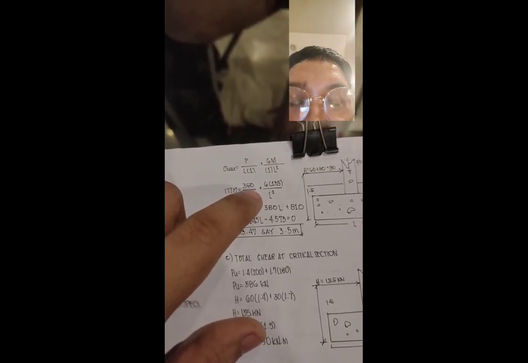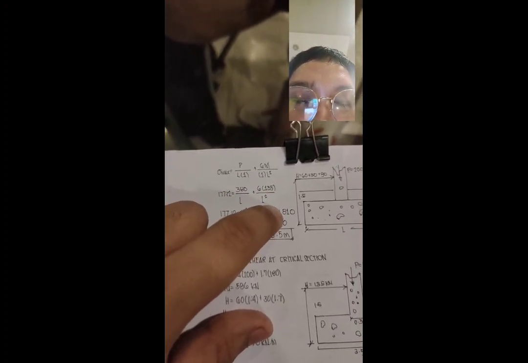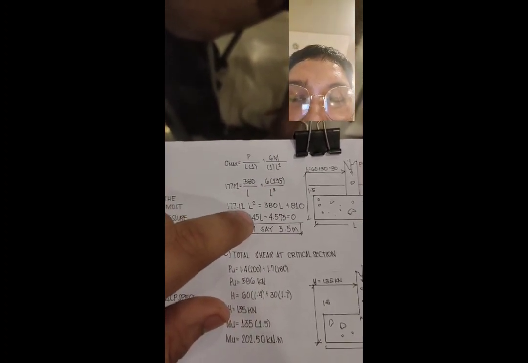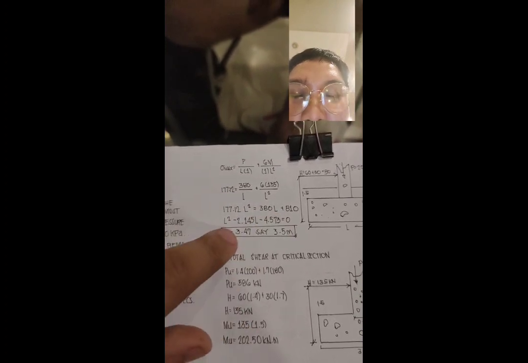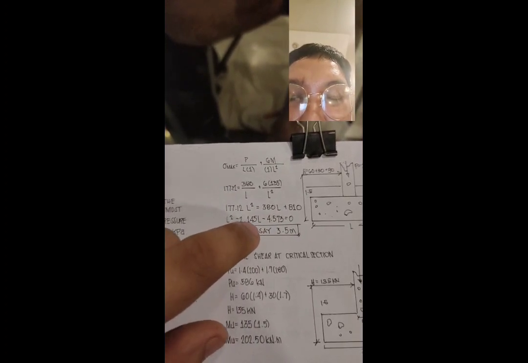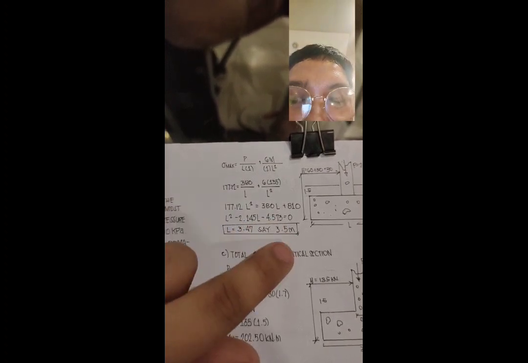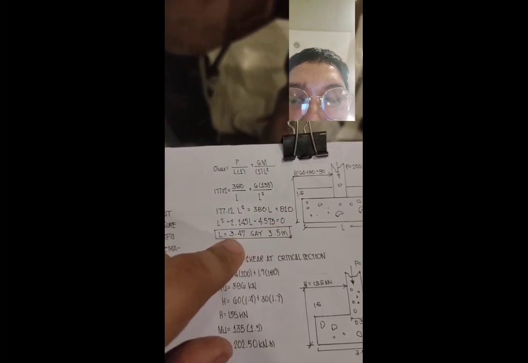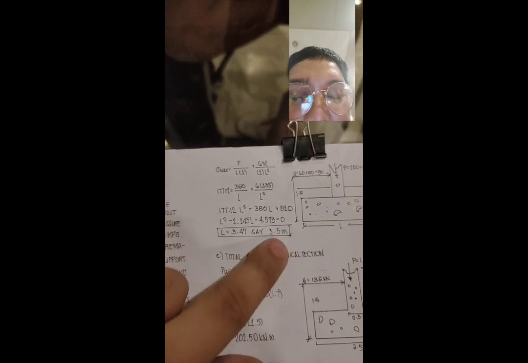177.12 is equal to 380, we add the two loads, all over L plus 6 times 135 all over L squared. So, 177 L squared is equal to 380 L plus 810. So, L squared minus 2.145 L minus 4.573 is equal to 0. We solve it that way, and the length we get is 3.47, say 3.5 meters.